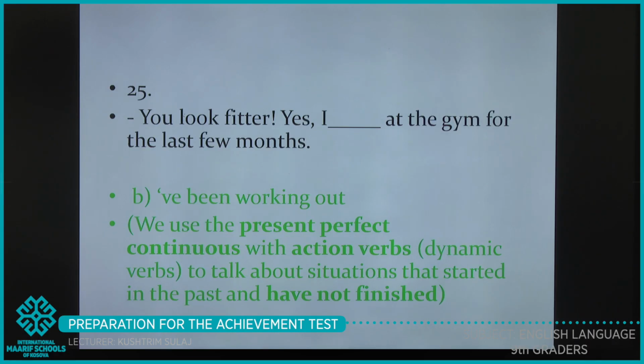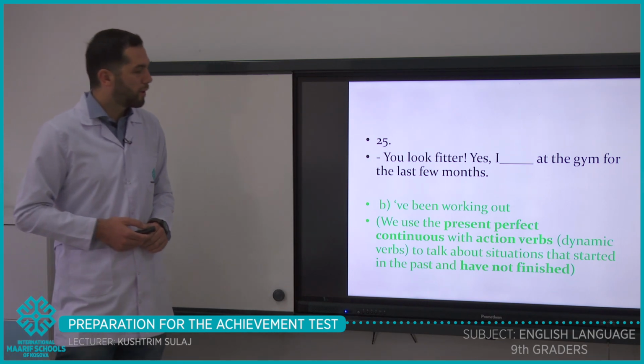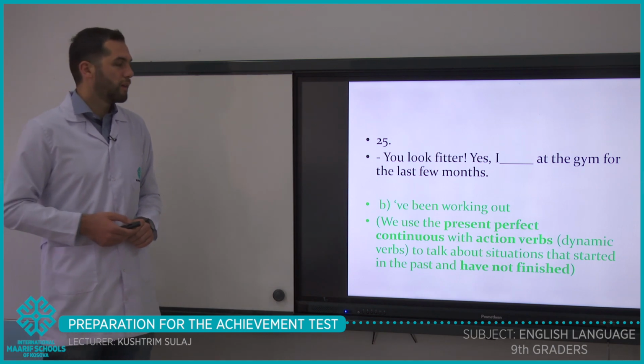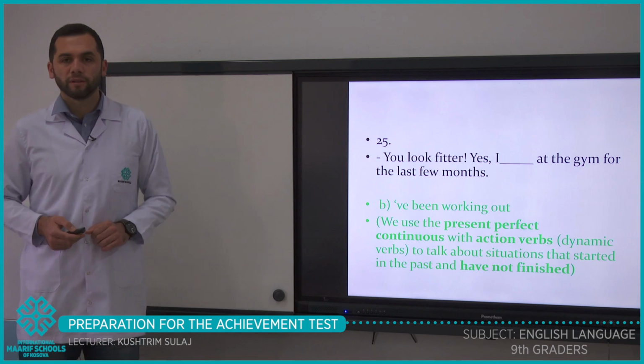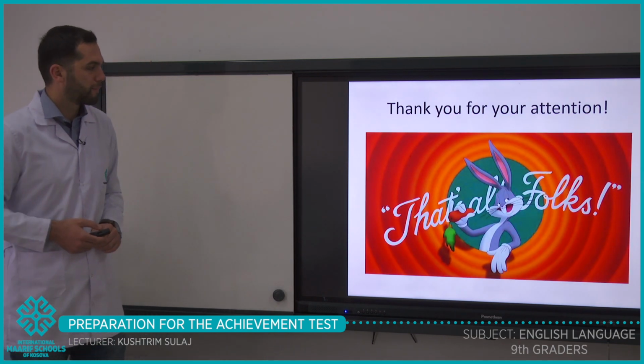Now, we use the present perfect continuous with action verbs, dynamic verbs, to talk about situations that started in the past and have not finished. And now my advice to you is that you have to keep working out for your achievement test in order to be successful at the end of the 9th grade.